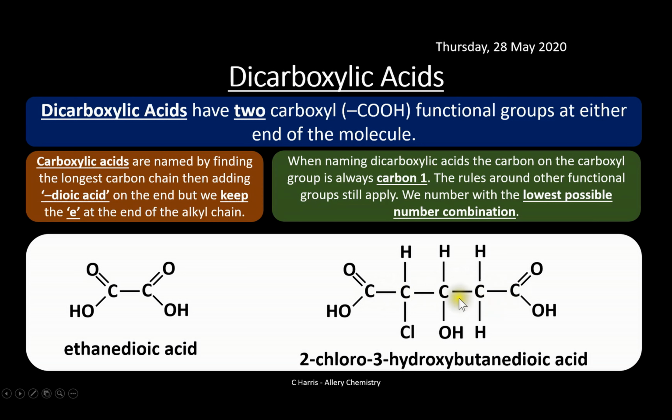So it's not going to be 1, 2, 3, 4, 5, because that's going to give you a higher number combination. So it's going to be 2-chloro, 3-hydroxy, butane dioic acid for this one. So always number with the lowest number combination. So you would have seen that in year 1 chemistry when you're naming molecules and you're numbering them. You've always got to use the lowest possible number combination.